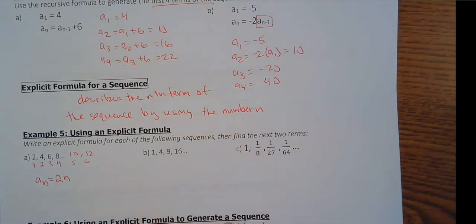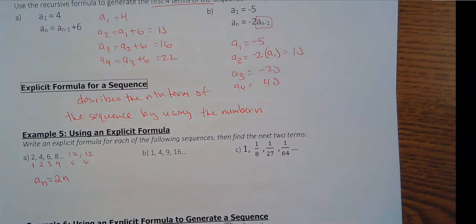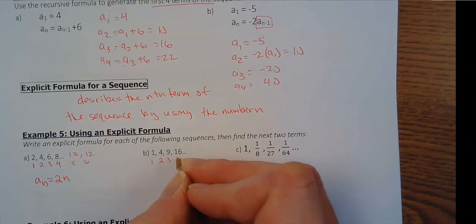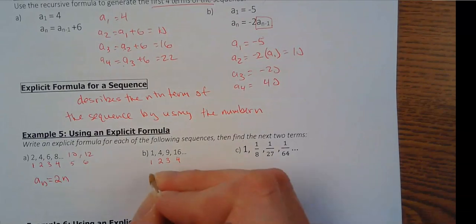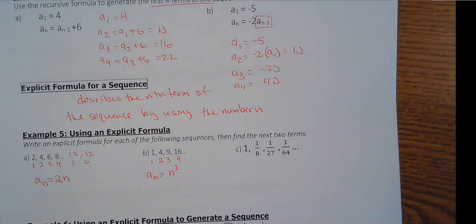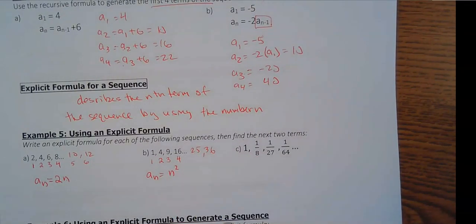Look at this one, and I would highly recommend you pause the video and look at it. What's the pattern here? What am I doing every time? How can I use the number 1 to get 1? The number 2 to get 4? The number 3 to get 9? The number 4 to get 16? What do I do with those numbers to get them? Well, it looks like they're squared. So if I want the fifth term, I'd take 5 squared, which is 25. If I want the 10th term, it'd be 10 squared, or 100. So any term is going to be that number squared. The fifth term, 5 squared, is 25. The sixth term would be 36. So I'm just squaring them as I go.